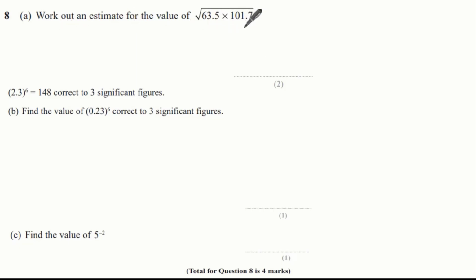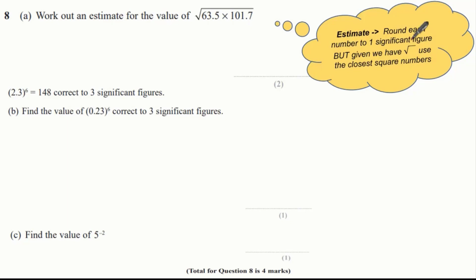Looking at question 8, it states that we need to work out an estimate for the value of root 63.5 multiplied by 101.7. Now remember, whenever we estimate, we always round each number to one significant figure. But here we're given a square root, so it's important that we use our knowledge on square numbers and finding the closest square number. So I'm going to round this to 64 and round this to 100, because I know 64 and 100 are square numbers because we have a square root.